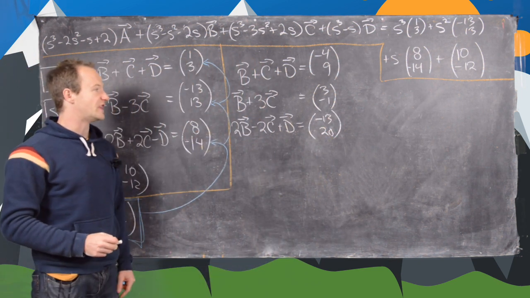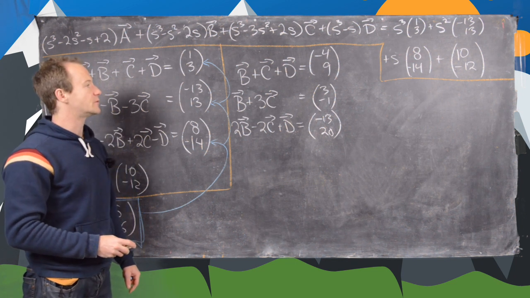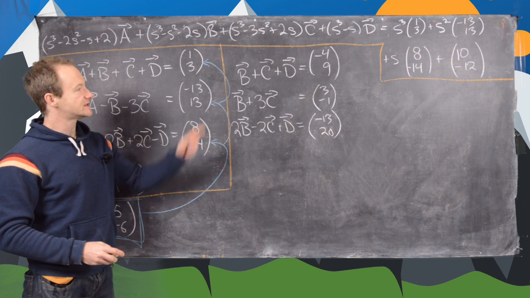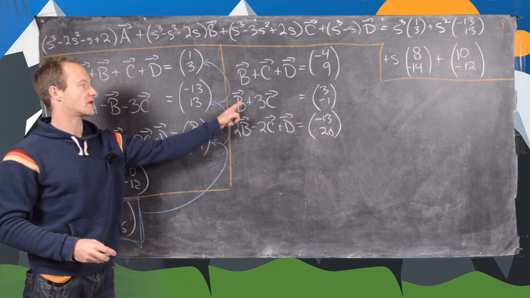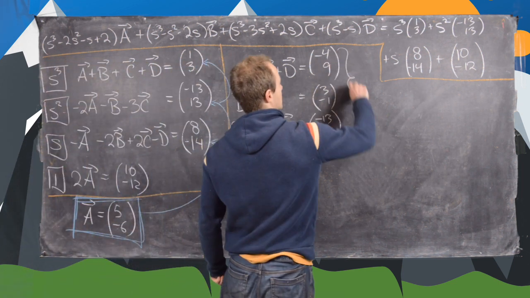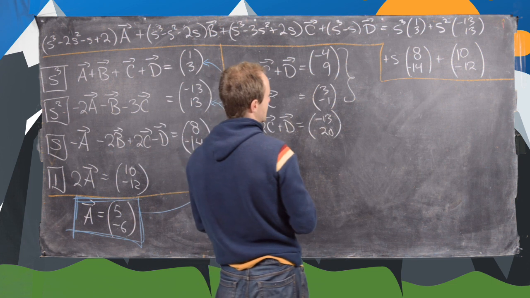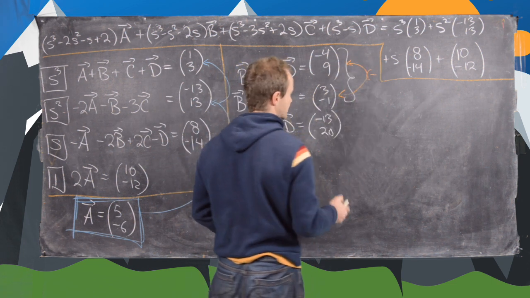So now we have these three vector equations. Now let's see what we can do with that. Notice what we can do is subtract these two from each other and eliminate the b. So let's do that. We're going to take this guy and this guy and subtract them.